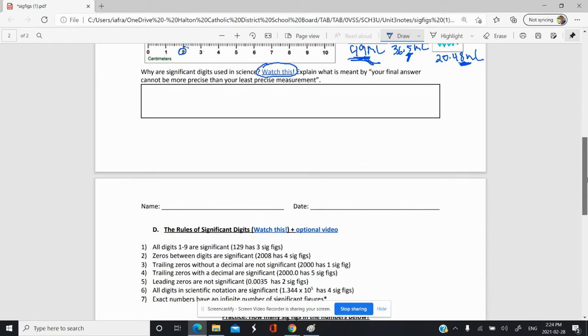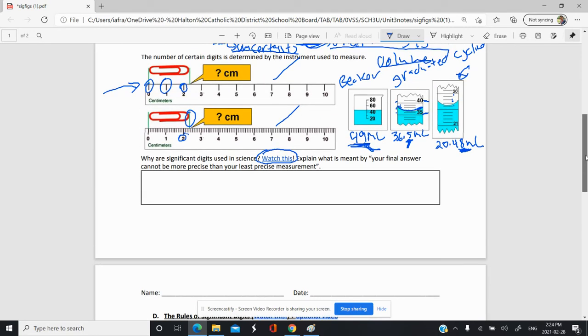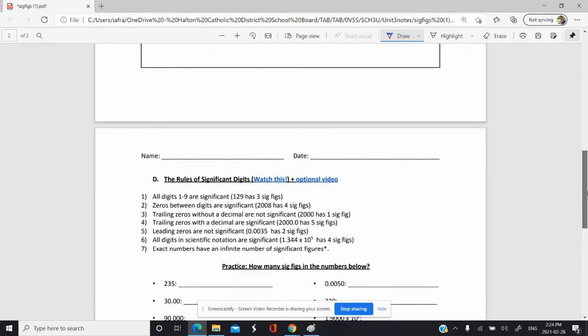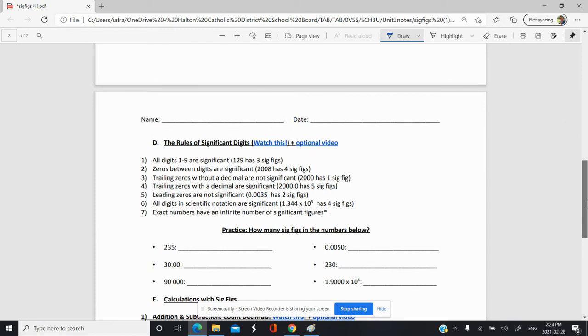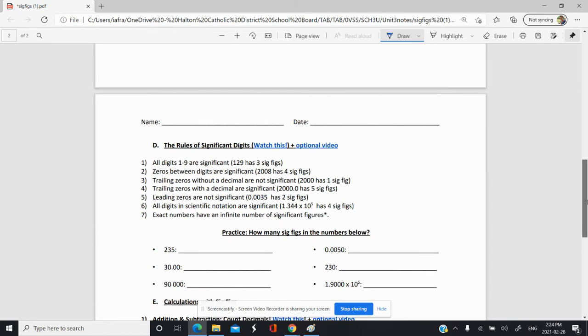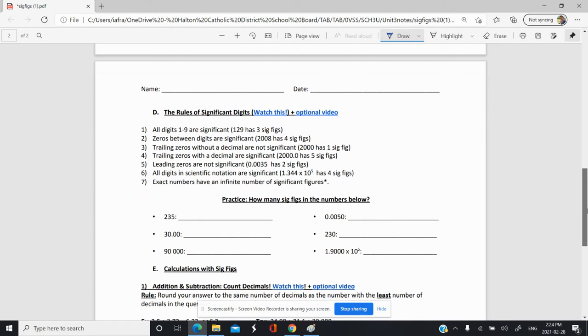Let's go take a look at some examples of how to identify significant figures and also how to take significant figures into consideration when you're doing calculations. So these are the significant figure rules over here. There are some video tutorials that you can go over and also some optional videos for more practice. These are general rules that you need to follow.